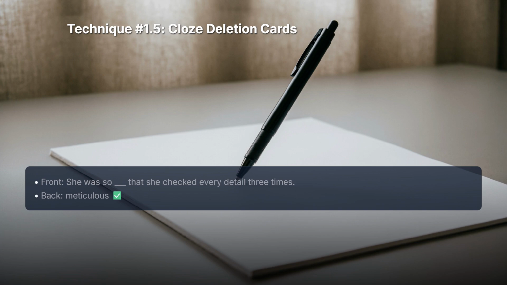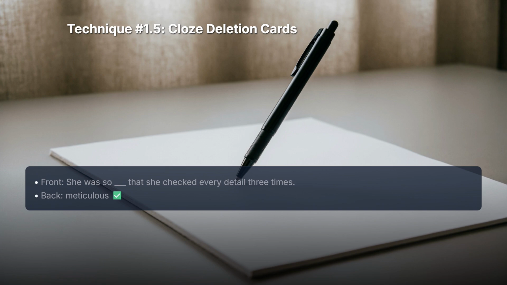That's where cloze deletion flashcards come in. And no, I don't mean the classic "front says word, back says definition" cards. Those test recognition, not recall. Cloze cards flip the script. The front shows a real sentence with a blank. Like this. "She was so ___ that she checked every detail 3 times." Your job. Pause. Say the missing word out loud. Then flip to check: meticulous.